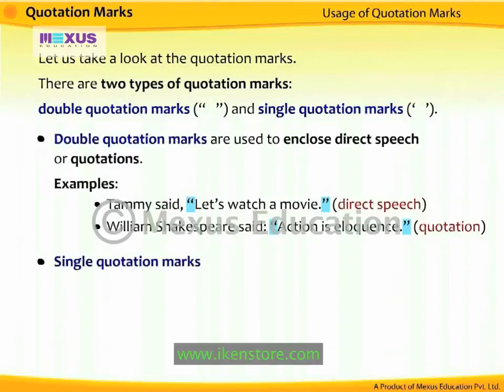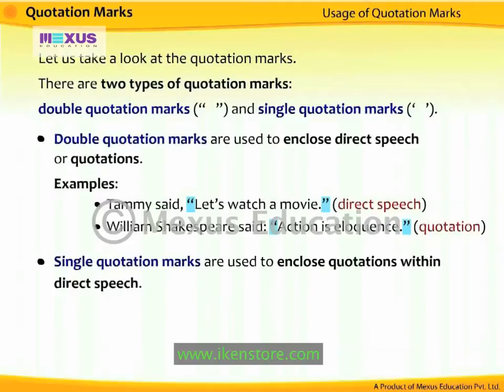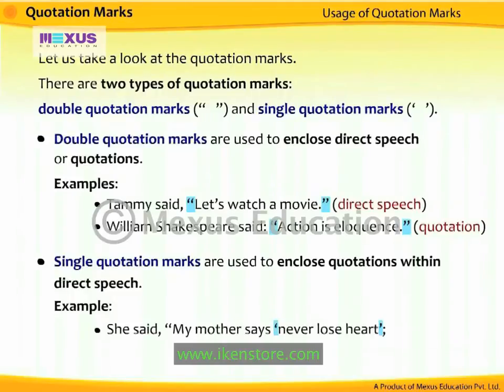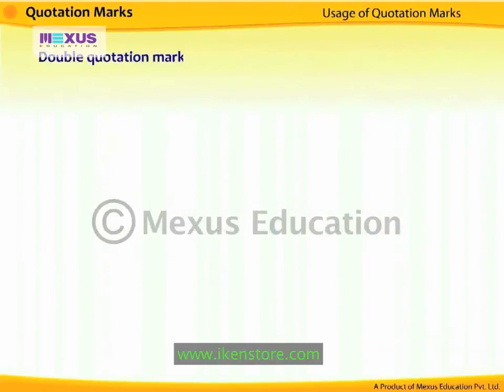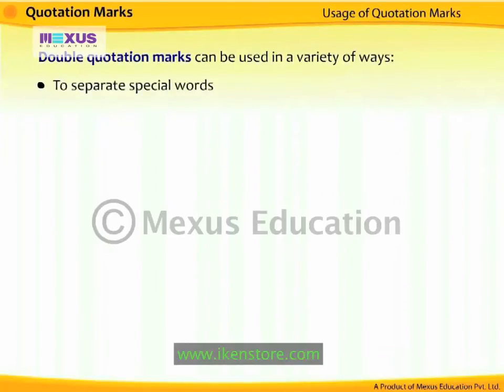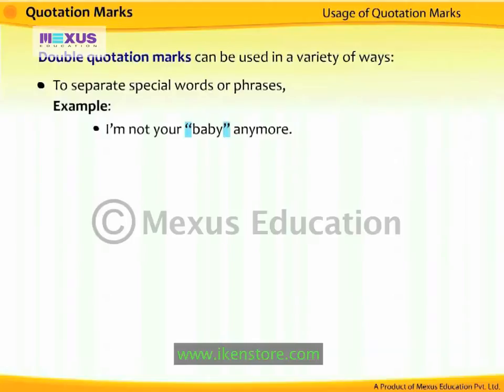Single quotation marks are used for quotations within direct speech. For example, She said, "My mother says, 'Never lose heart,' so I try my best." Double quotation marks can be used in a variety of ways. To separate special words or phrases. For example, "I'm not your baby anymore."